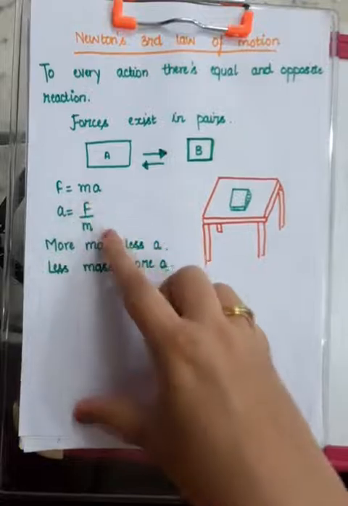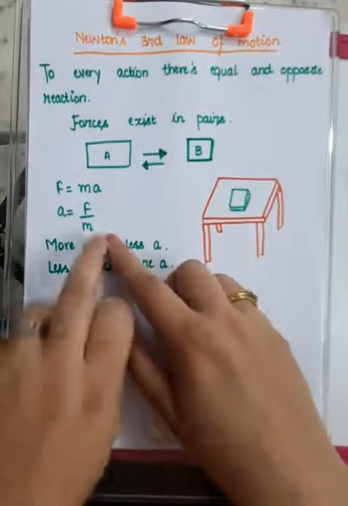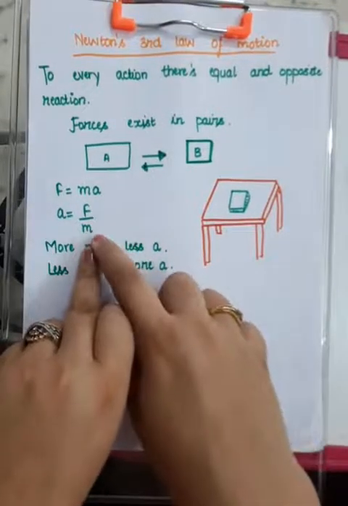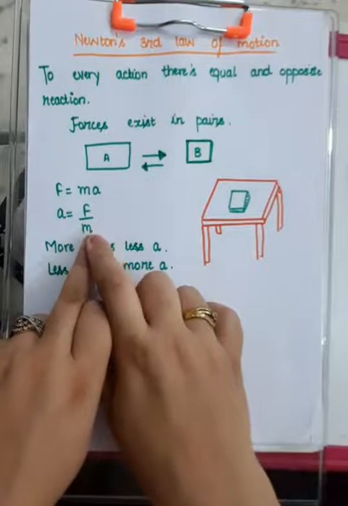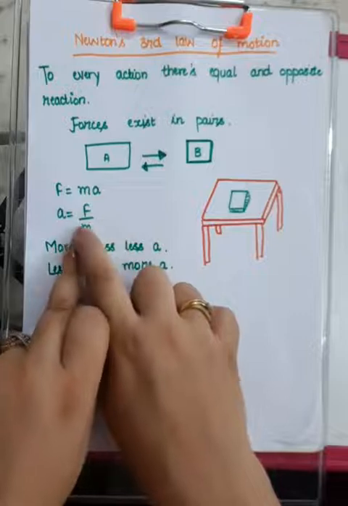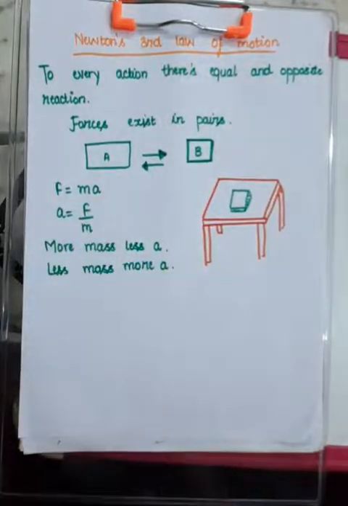Acceleration is equal to force upon mass. More the mass, more the denominator, and lesser the acceleration. Lesser the mass, lesser the denominator, and more will be the acceleration.